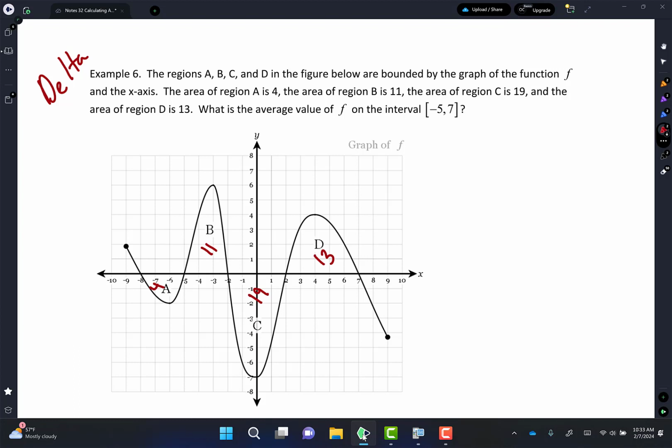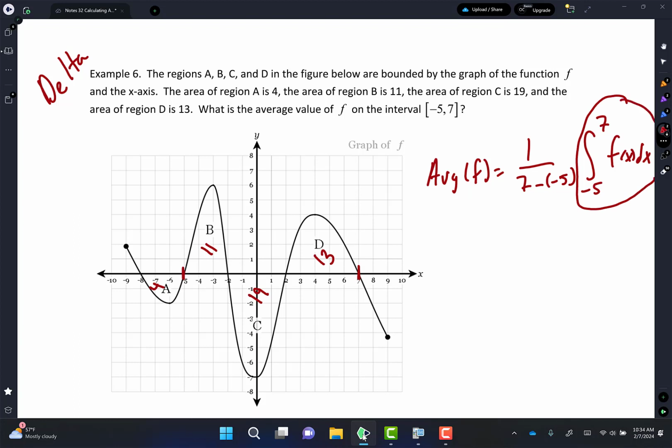I'm going to put a little dot from -5 all the way to 7. I think about average value. I'm going to write average of f equals 1 over 7 minus -5, integral from -5 to 7 of f of x dx. Hopefully, now that you've written that at least 3 times, it's starting to become habit. Are we okay? This just means signed area under the curve, and then some fraction. 1 over, what's 7 plus 5? 12. So 1/12 times the area under this curve.